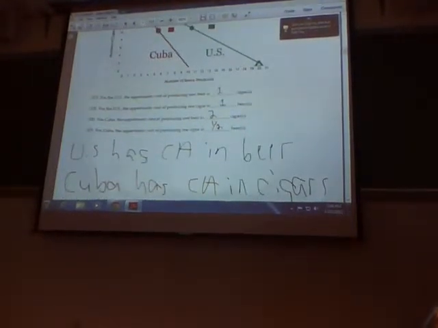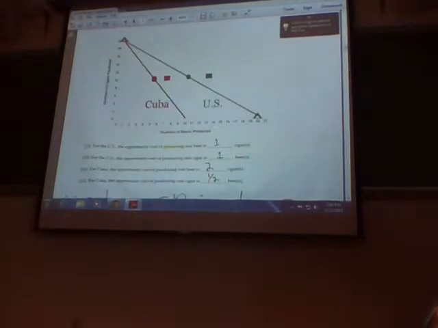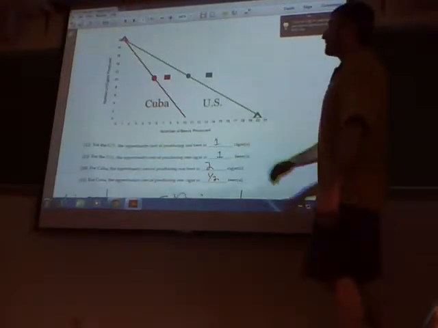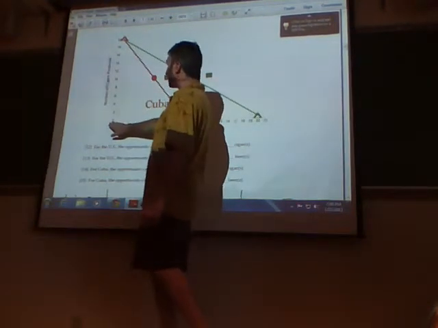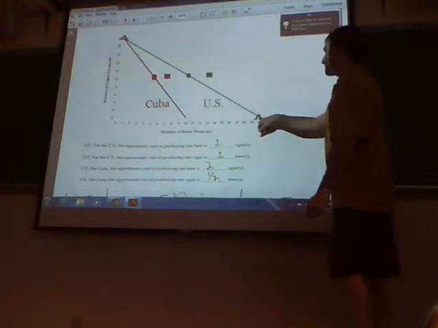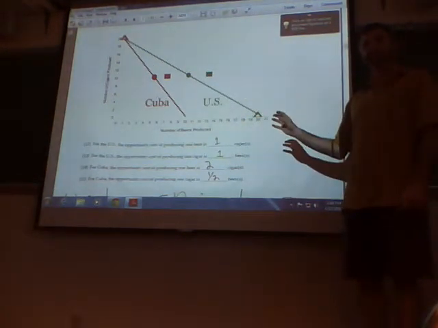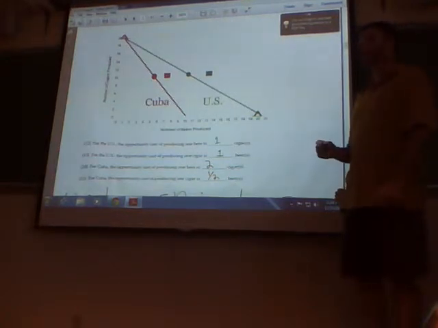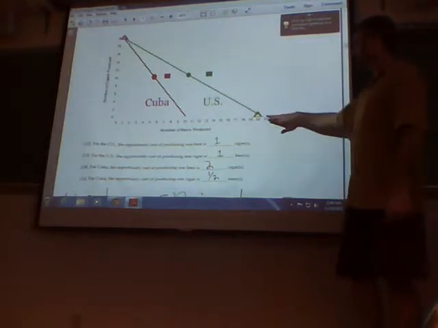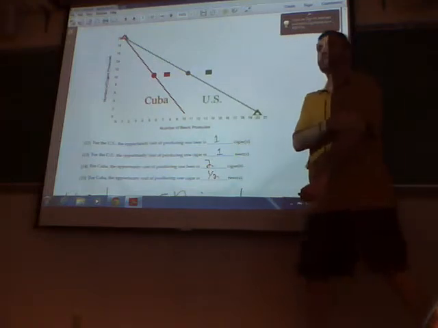Now, we already said that the U.S. has a comparative advantage in beer. So when they trade, U.S. will produce only beer. Well, if the U.S. produces only beer, that means they're producing 0 cigars, so we're down here, and they're producing only beer, so they must be producing 20 beer. That's why I have that rectangle. That's where they're producing at the trade. Likewise, if Cuba is producing only cigars, beers are 0, so cigars must be up there at 20.